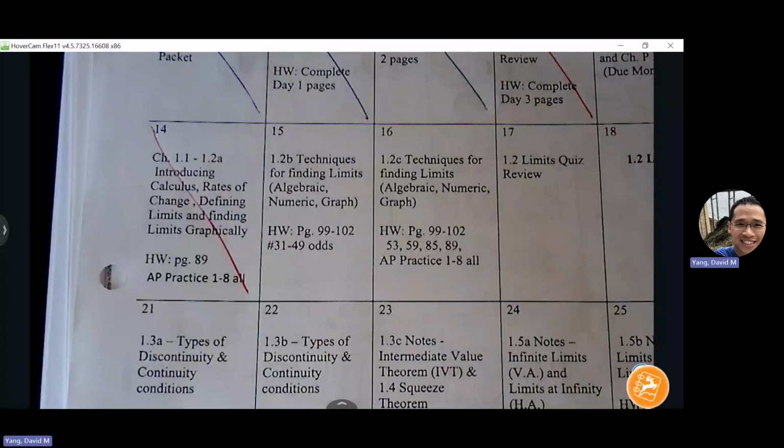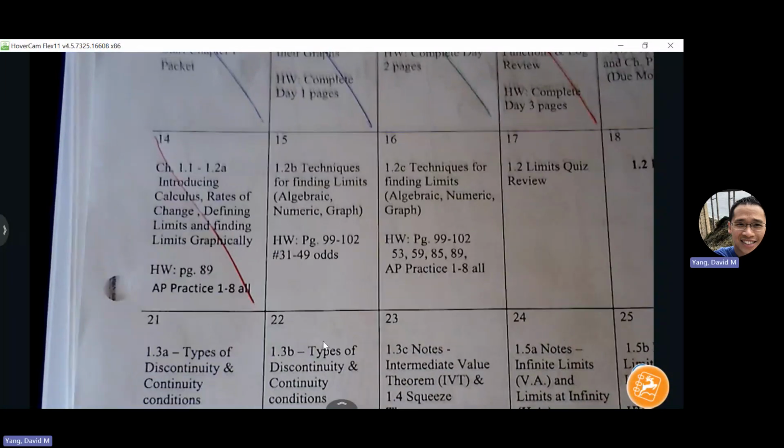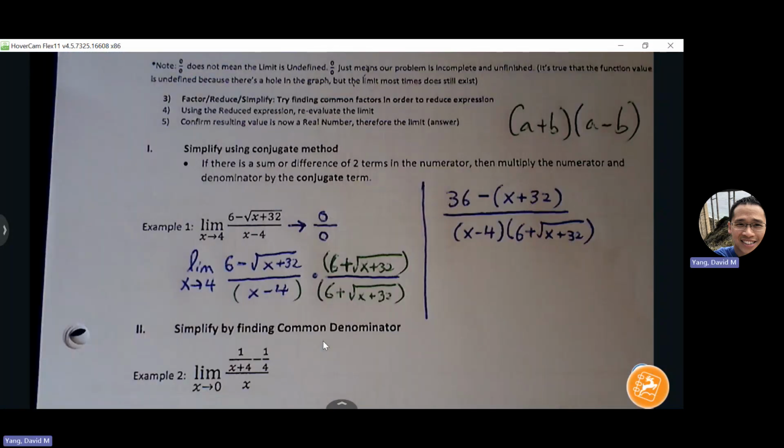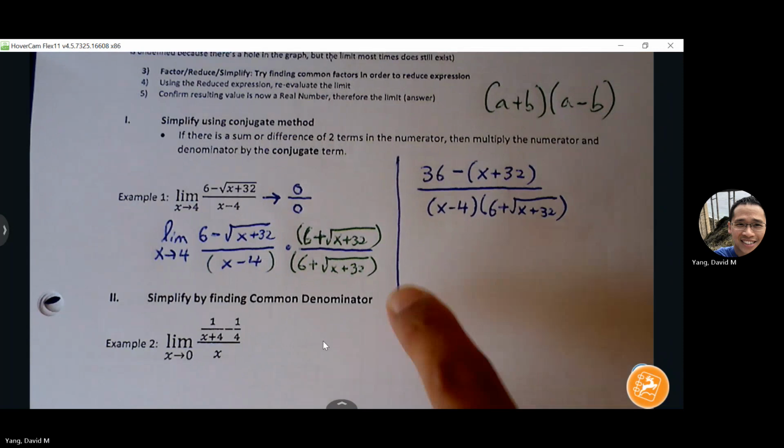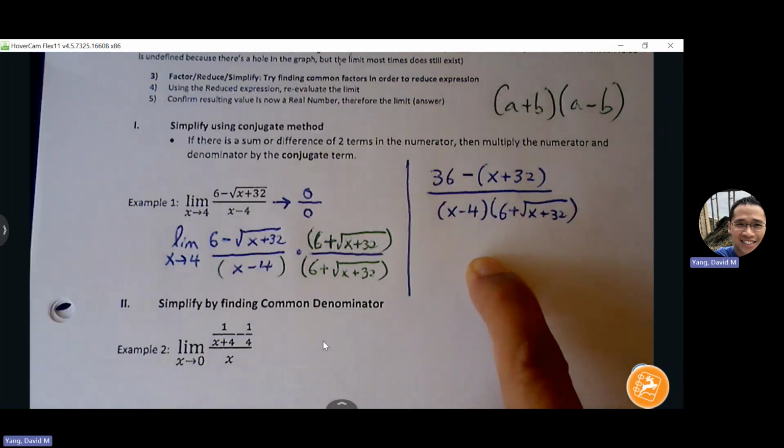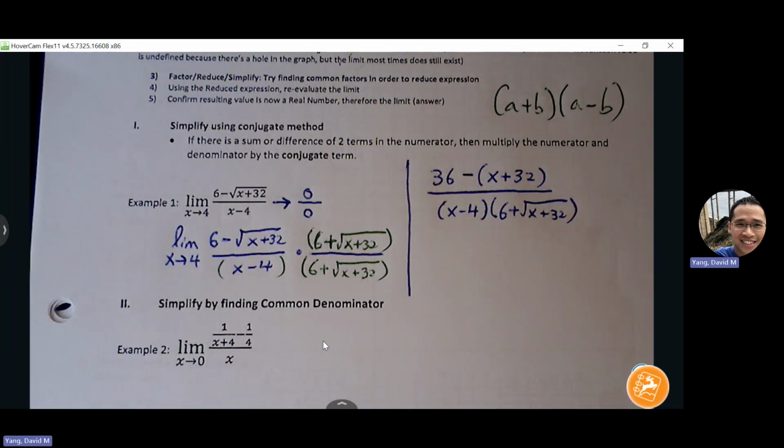Okay, so we're going to continue with our notes from yesterday. So page 7, I think we got halfway through this problem. Is that right? We didn't quite finish example 1 on page 7. Okay. All right, so let's continue walking through it.